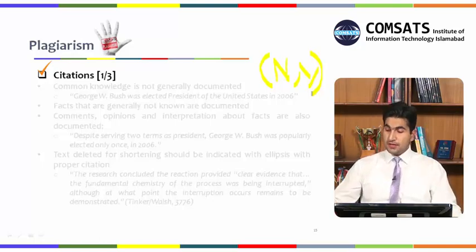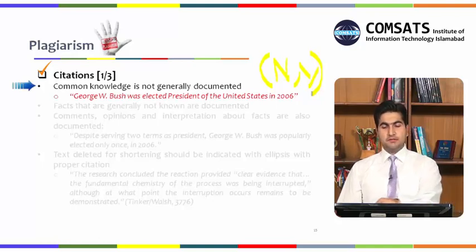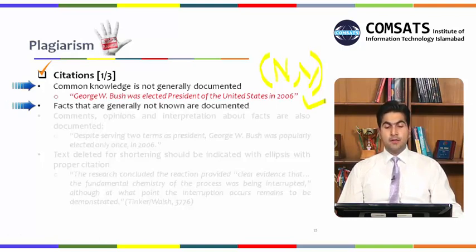This is citation. So regarding that citation, what do we have to offer? What points should be there in your mind? Common knowledge is not generally documented. For example, this is a very clear-cut statement for which you do not require a citation. However, facts that are generally not known are documented. These facts should be known and the people should be made well aware of these facts by giving them a proof. So that proof is basically in the form of a citation.